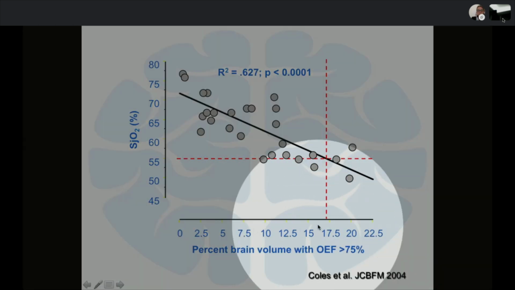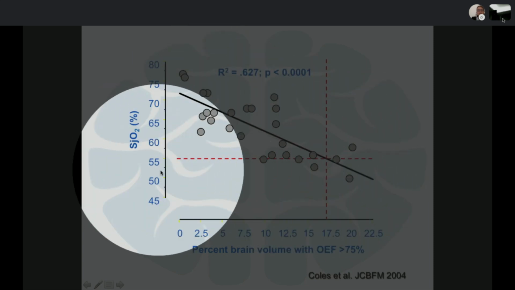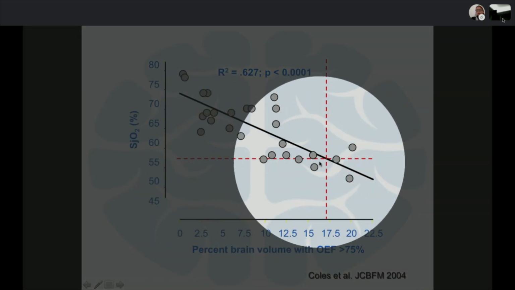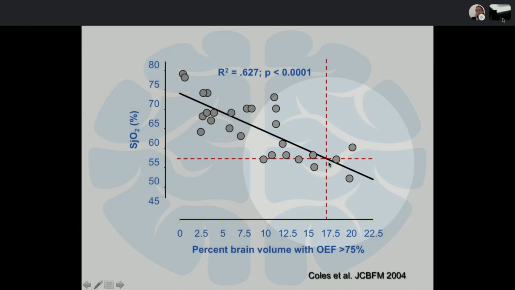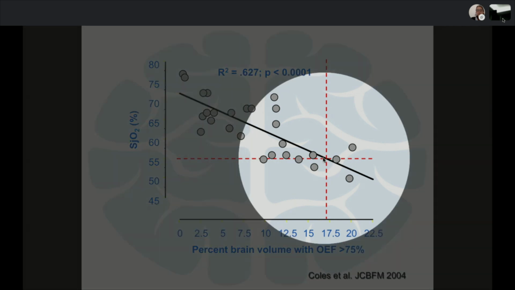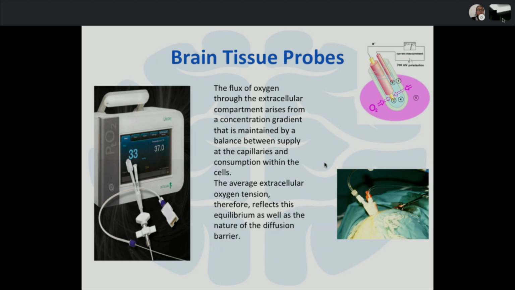So if we have a look at this line, what we see is that when we are at our critical threshold of 55%, we have already a loss of 17.5% of the brain. So when we see a value of 55%, it's already a bit late, and the treatment should not be delayed, because at this point we have already lost an important amount of cerebral tissue. And then we go forward and we discuss a bit about the brain tissue probes.